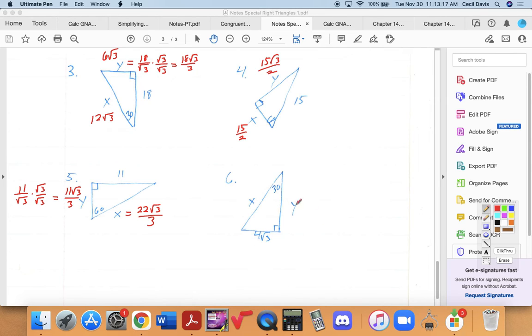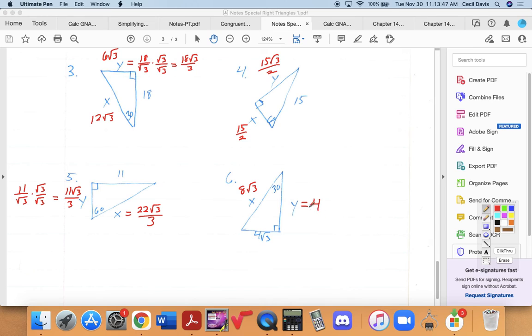All right, on this one, which side do I have? The short leg, so I can find anything I want. Turns out I need to find both. So let's find the hypotenuse first: 4 square roots of 3 times 2, which is 8 square roots of 3. Right. And then what do I do to find the long leg? Multiply by the square root of 3. If I'm going from short to long, I want to multiply.